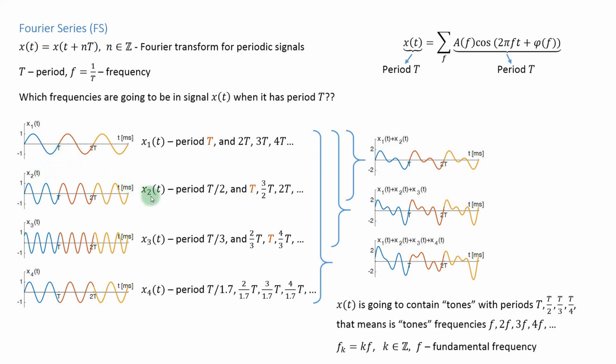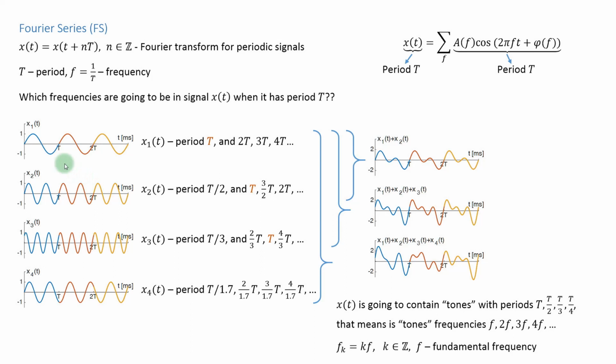The period of the signal x2 is going to be T over 2, but again it is not the only period. This signal is also going to have the period of T, 3 over 2 T, 2T, and so on. These periods in this plot correspond to this interval, which has the length of T, this interval, which has the length of 3 over 2 T, and this interval, which has the length of 2T.